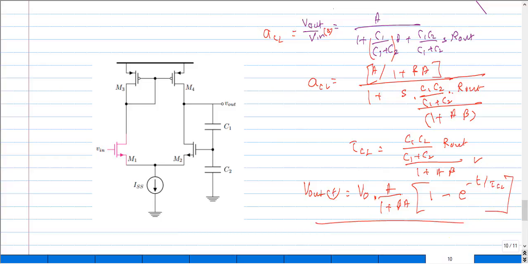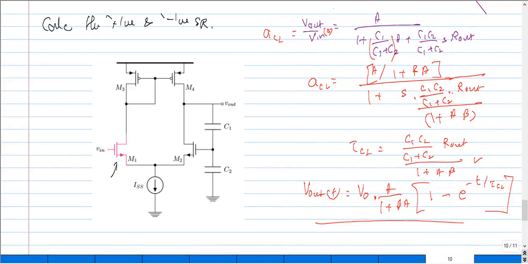This is the output that I would get for the small signal step input. Now let us try to compute the slew rate, because that is the more important one, right? The next question that we have to solve here is to calculate the positive as well as the negative slew rate for the circuit.